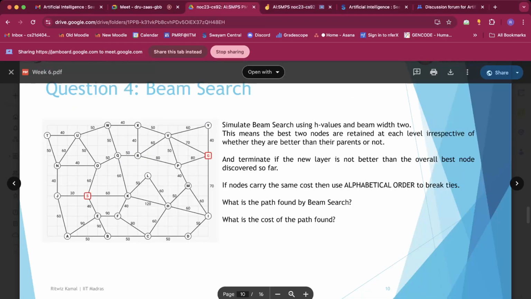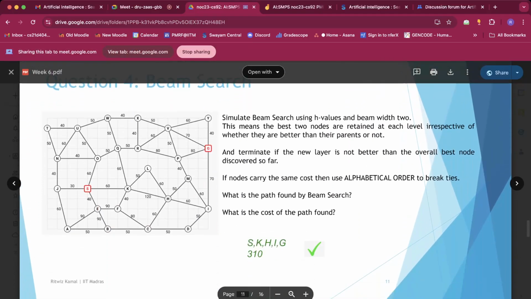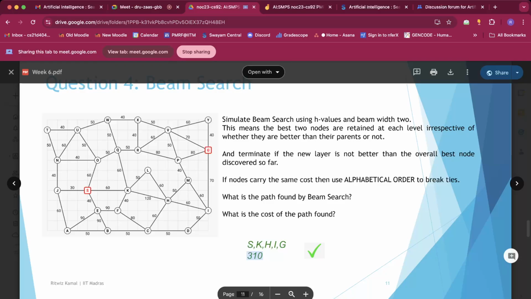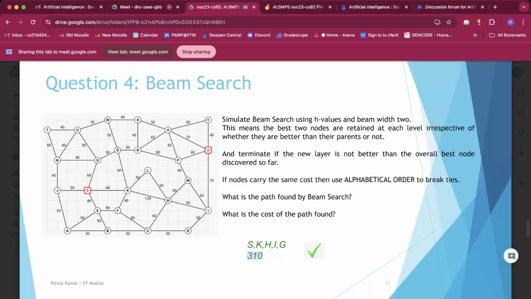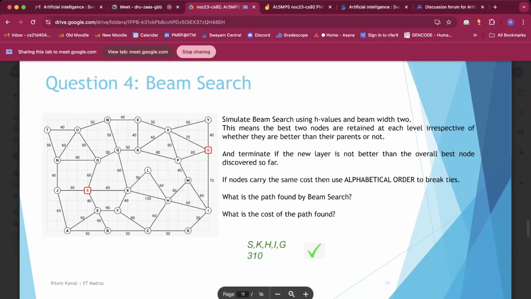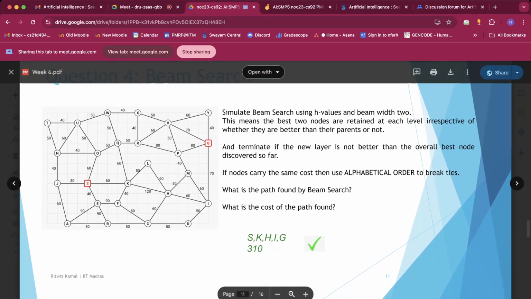Okay, let's check our solution. So we have S to K to H to I to G, and the cost is 310, that we can calculate from the map. We went from S to K with cost 60, then to H with cost 120, that made 60 plus 120 which is 180, then I which is plus 60 again, so 240, and then we went to G which is plus 70, so 240 plus 70 which is 310. So 310 is the cost of going from S to G via beam search.